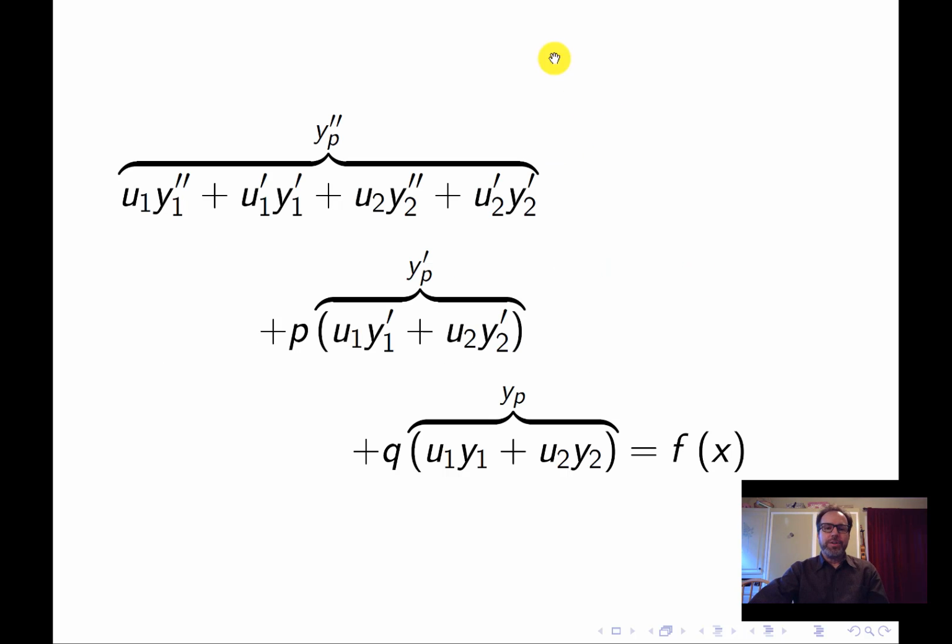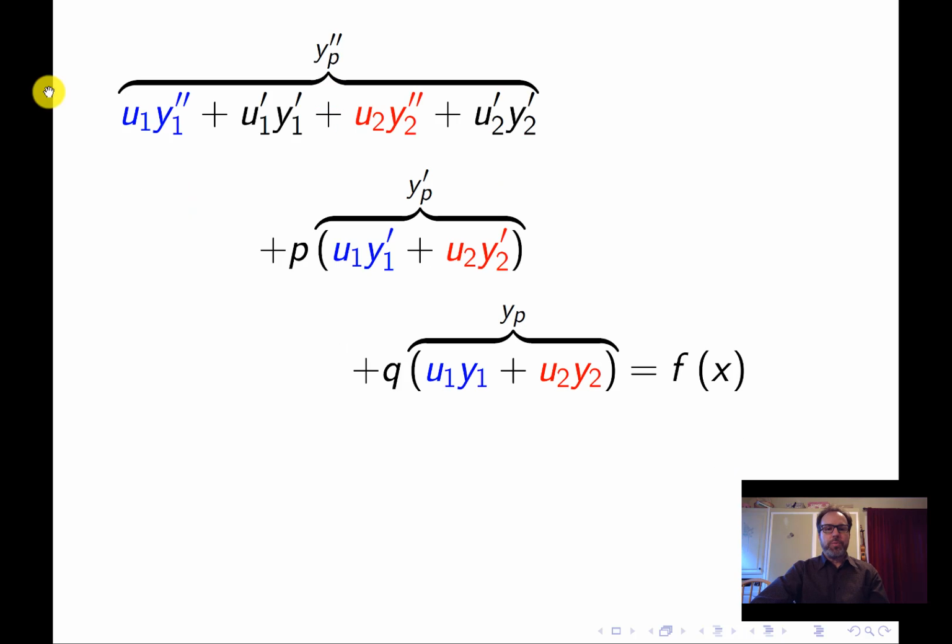So there I go. Here's the second derivative. Then I get times p, where p was a function, times the first derivative plus q times the original function, and then that's all got to be equal to f of x. What is not so obvious here, because that is kind of a big mess, which I'll point out with some colors, is that if you look at what is in blue, u1 times y1 double prime, u1 times y1 prime, u1 times y1.